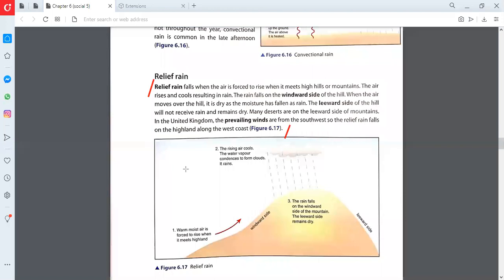There are two sides of the hill. We know a hill or a mountain has two sides. One is the windward, the other one is the leeward. Windward is the side on which there is wind, and on the other side there is no wind.